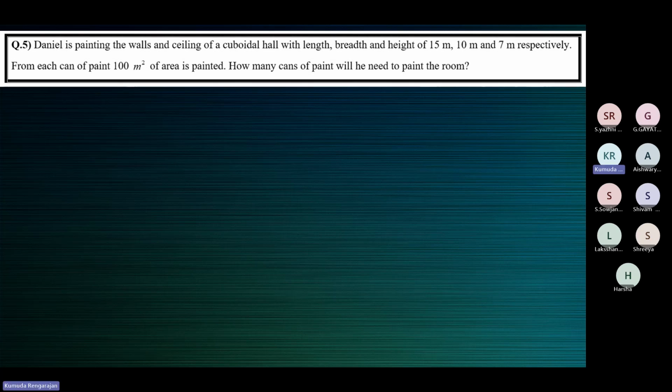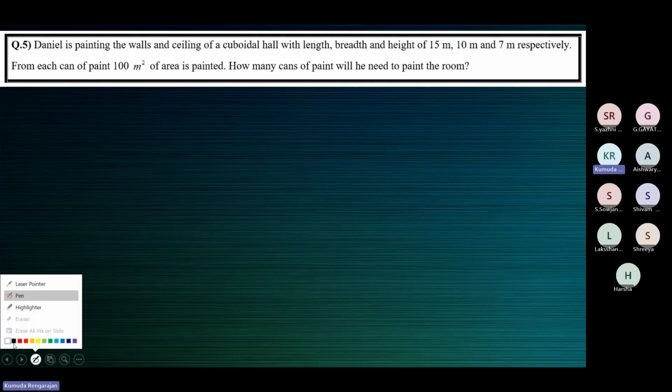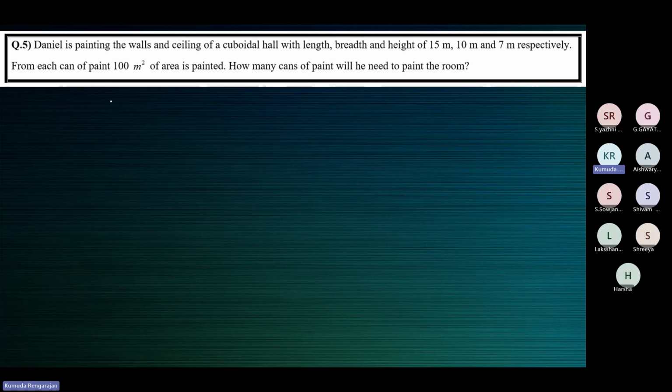2h into L plus B plus L into B. We have to paint the four walls. Daniel has to paint the 4 walls, so 2h into L plus B he has to paint. And he also has to paint the ceiling, which is L into B, not L plus B. Length into breadth is the area of the ceiling. Together this much he has to paint.